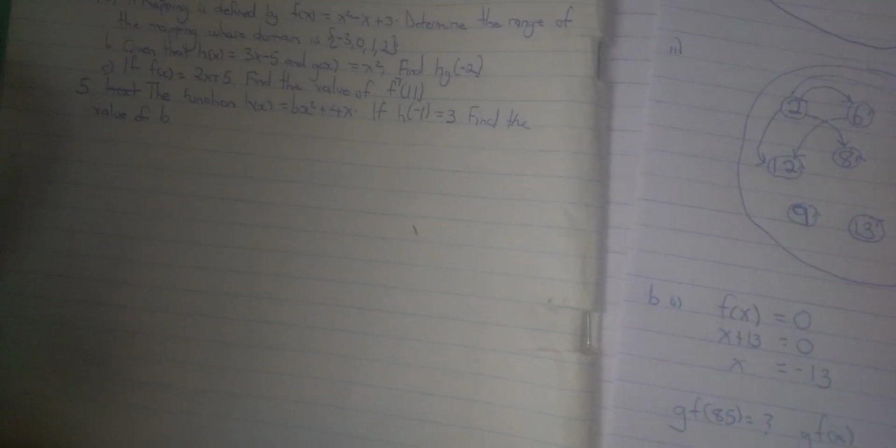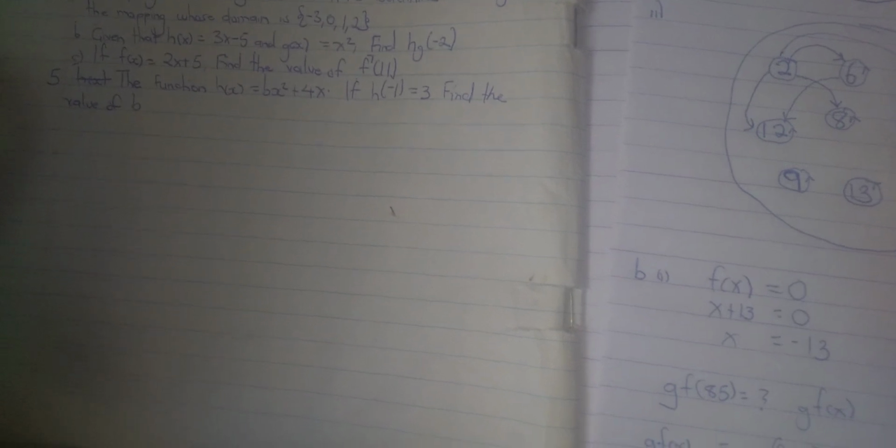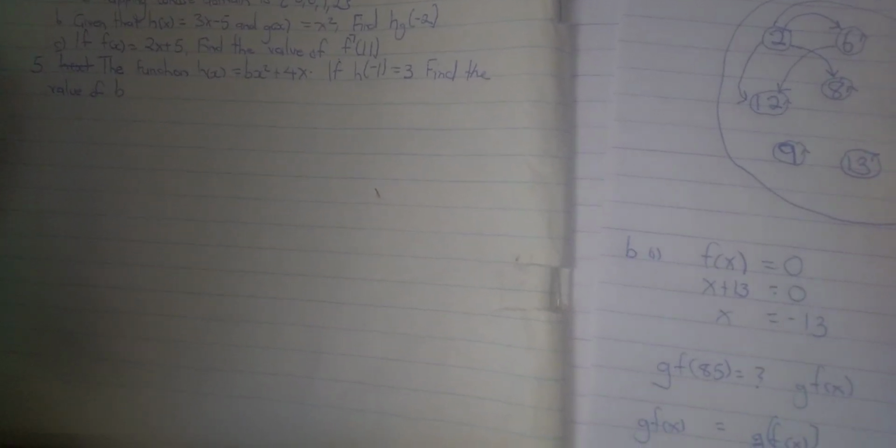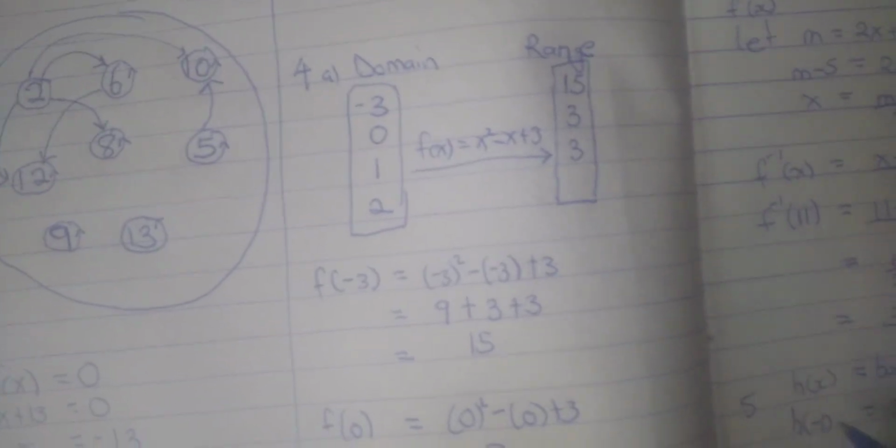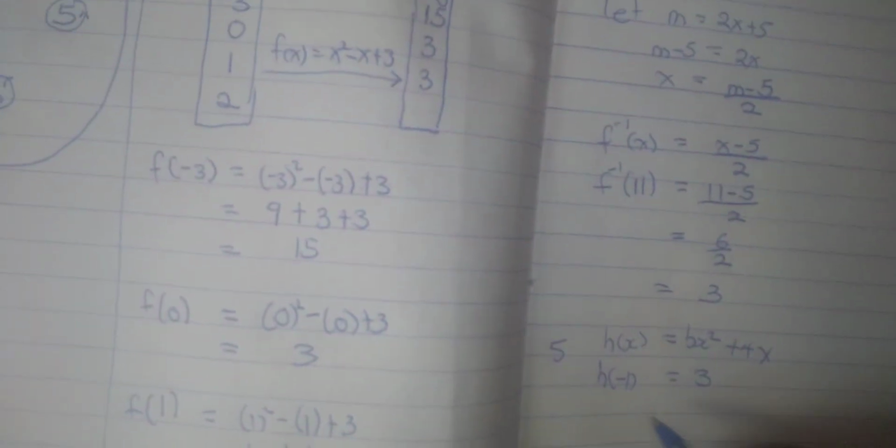Then looking at this question, we have the function h of x as bx squared plus 4x. We want to find b, given that h of negative 1 equals 3. So our h of x is given as bx squared plus 4x, and since h of negative 1 is 3, we can find the value of b.